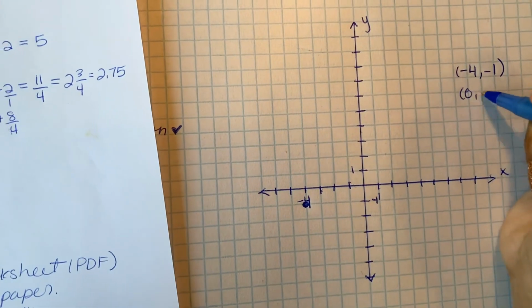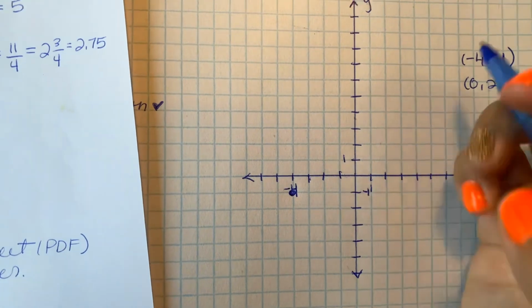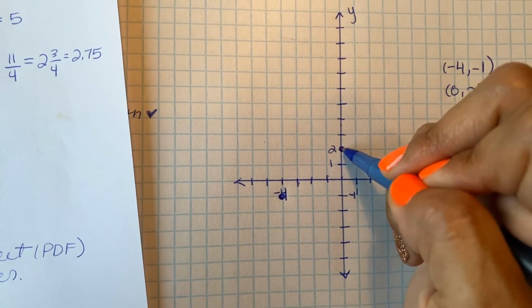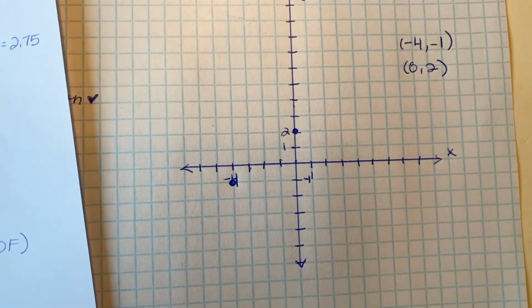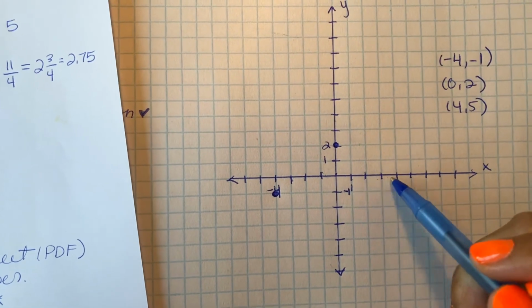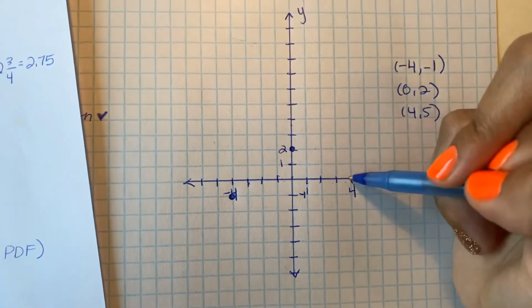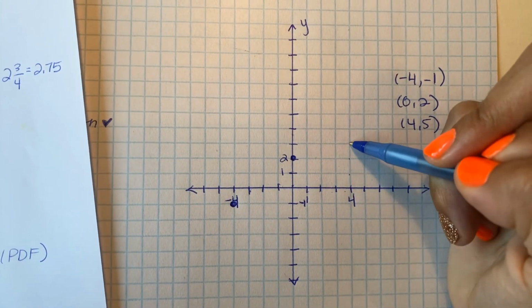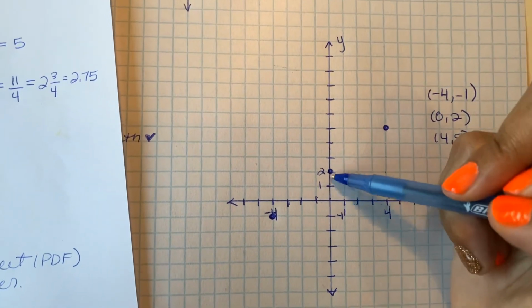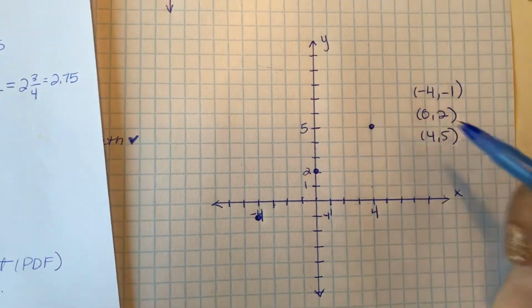Okay, the next point is 0, 2. So here's 0. Now 2 is positive, so I'm going to move up 1, 2 increments, and there's my second point, so I'm going to plot it. And then my next one is 4, 5. So find 4 on the x-axis, there it is. Now I'm going to move up 5 units: 1, 2, 3, 4, 5. And that's going to be my plot, and we can verify that it is correct. It's at 4, 5.